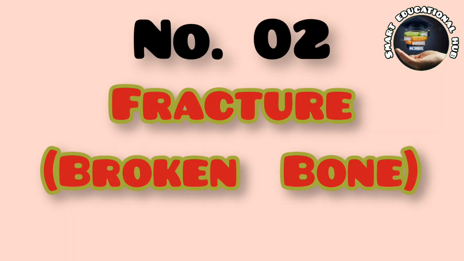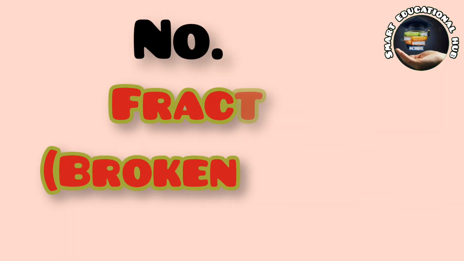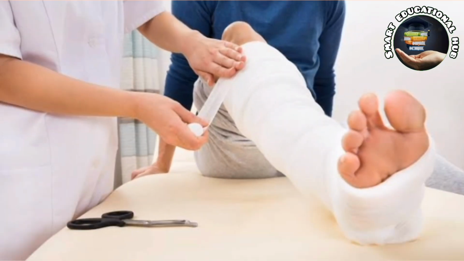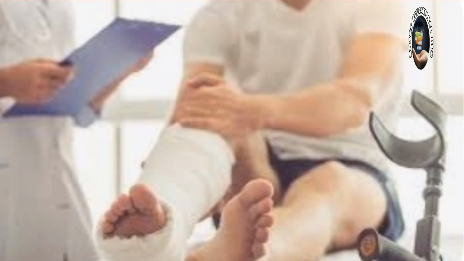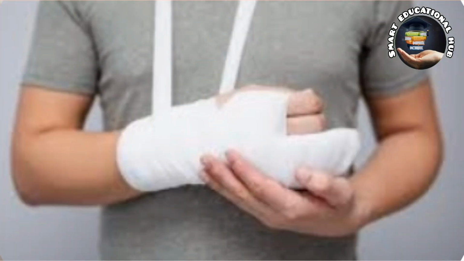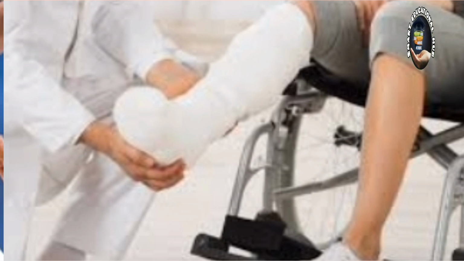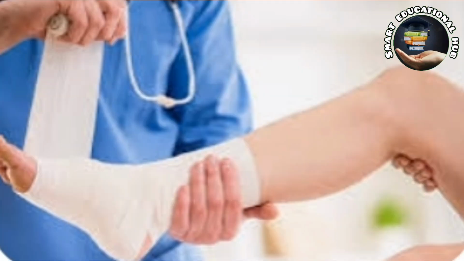Number 2, fracture or broken bones. A fracture is a break or crack in a bone. It usually happens when too much pressure or force is applied to a bone, like in a fall, a sport injury, or a car accident. Some fractures are small and look like thin cracks in the bone. These are called hairline fractures. Others can be more serious, where the bone breaks completely into two or more pieces. Even though people often say broken bone, the medical term for it is fracture.